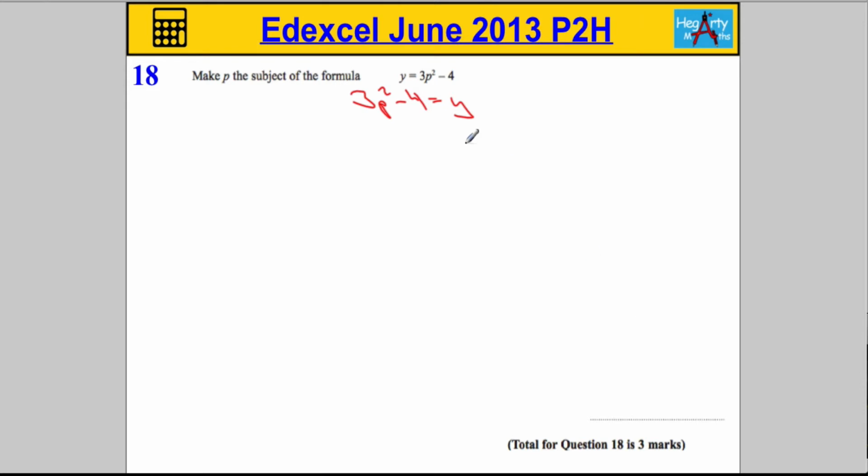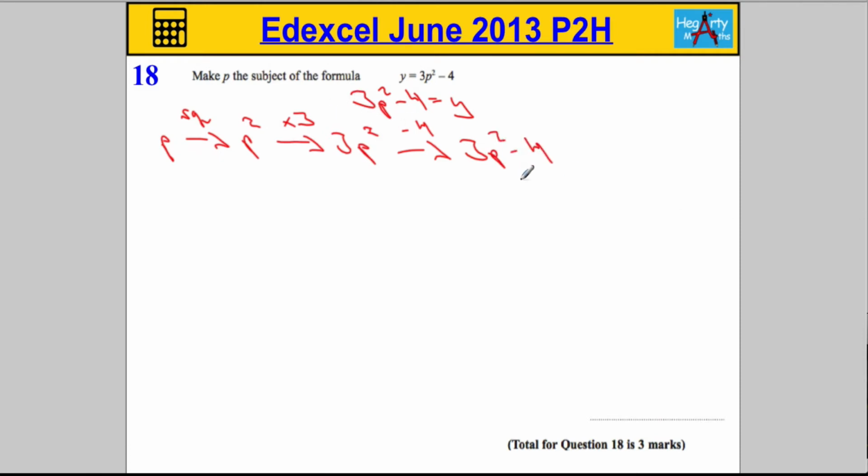So we're going to think about how this expression was made on the left-hand side. Suppose we started with P. We would have had to square it first, and that would have given us the P squared. And then we would have timesed it by 3, and that would have given us 3P squared. And then we could subtract 4 from it, and that would give us the 3P squared, subtract the 4.